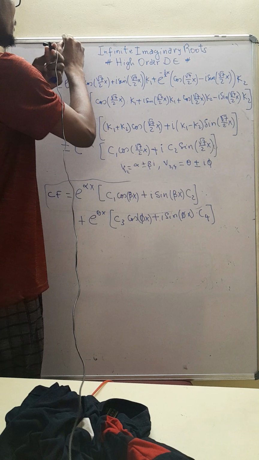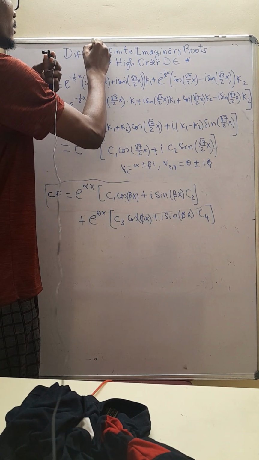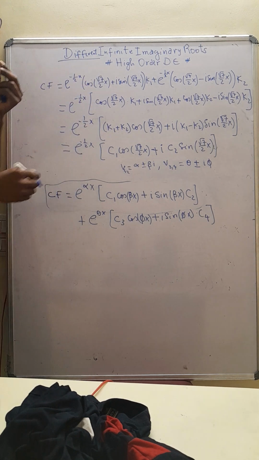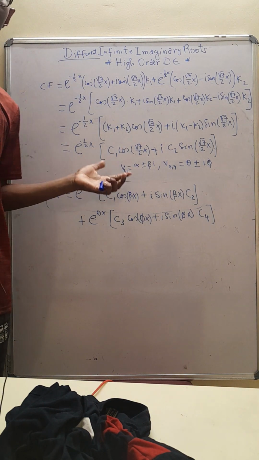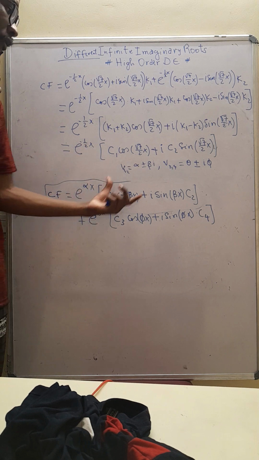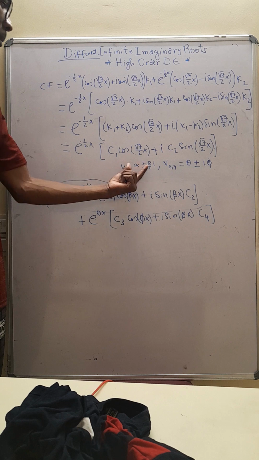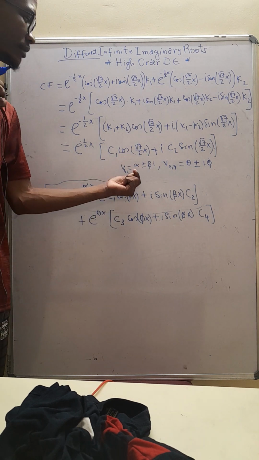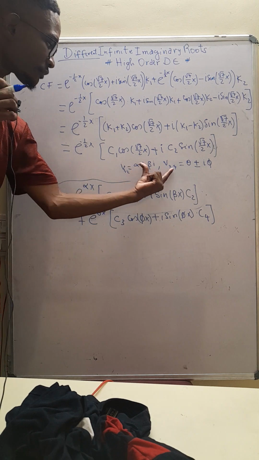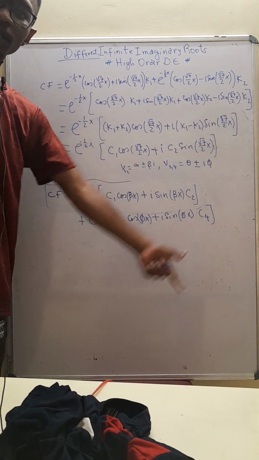Infinite, let me write just one. They are different. It is for different imaginary roots, just for different imaginary roots. When we have one pair of different imaginary roots, suppose we have 2 pairs, and these 2 pairs are different pairs of imaginary roots.